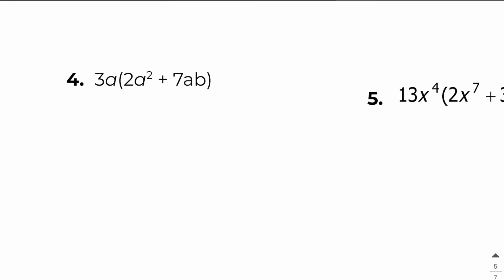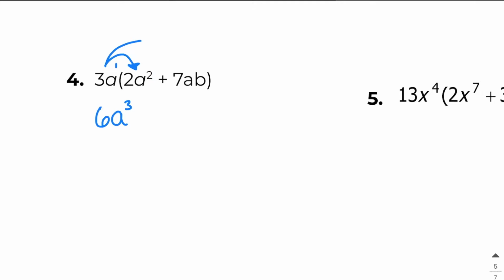Okay, same thing. Let's look at number 4. I'm going to take the 3a and multiply it by 2a squared. So 3 times 2 is 6, and a to the power of 1 times a to the power of 2. When we multiply, we add our exponents, so we've got a to the power of 3. Again, that's because this is saying 3 times a, and this is saying 2 times a times a. So 3 times 2 is 6, and a times a times a is a to the power of 3.